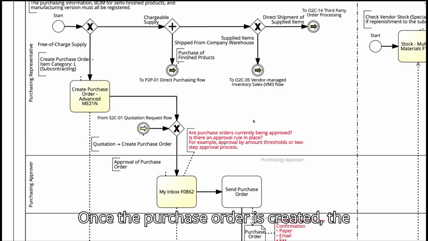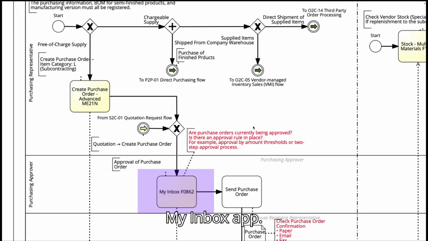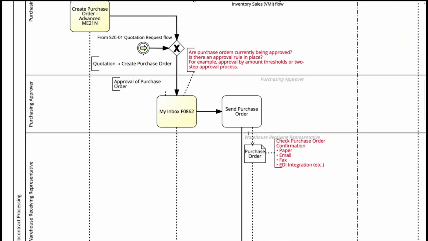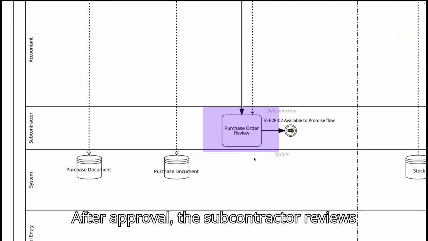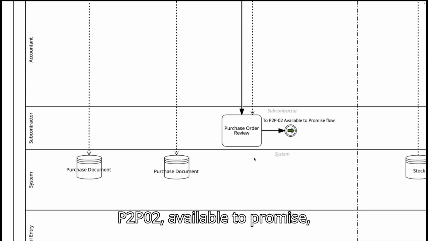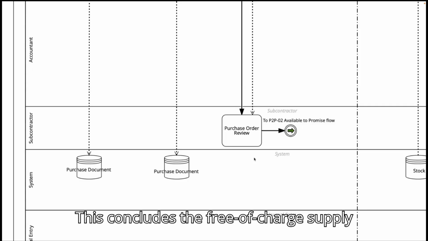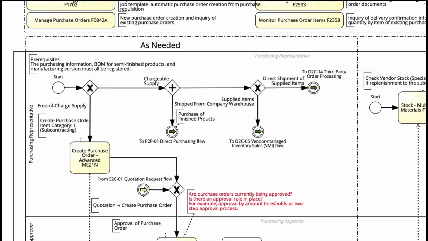Once the purchase order is created, the purchasing approver approves it using the My Inbox app. After approval, the subcontractor reviews the purchase order. Once reviewed, the flow continues to P2P-02 available to promise, where the delivery date is confirmed. This concludes the free of charge supply path.